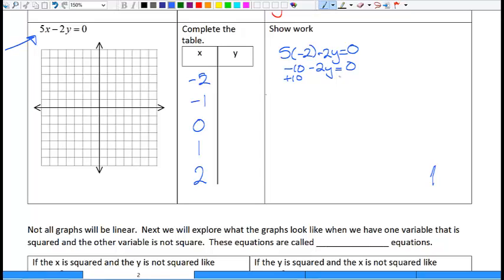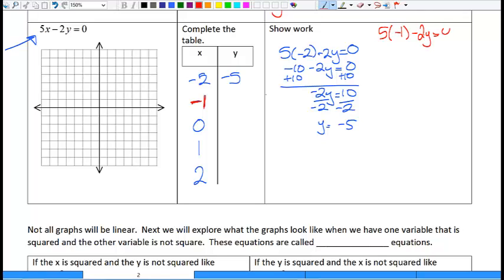I'll add 10 to both sides. So notice that this is a whole lot more work than the last problem. So I'm getting y is equal to -5. To do the next problem, I'm going to do this in red just so you can see the difference of which one is which. So I have 5 times x, but this case x is -1. So that's -5 minus 2y equals 0.